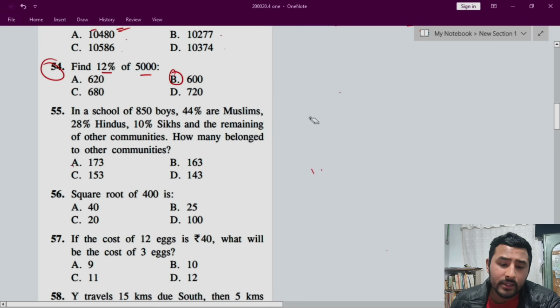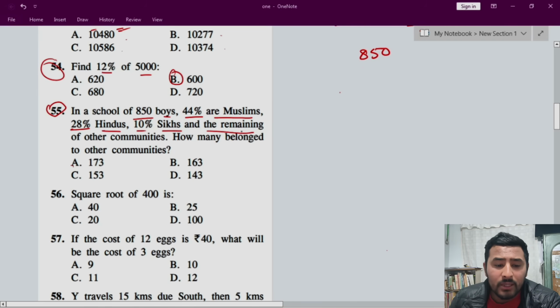Next question, that is question number 55. In a school of 850 boys, total number of boys is how much? 850. There are 44% Muslims, 28% Hindus, and 10% Sikhs. And the remaining will be other communities. How many belong to the other communities? Okay, what this question is trying to say is there are a total of 850 boys in a school. Out of that 850, 44% are Muslims.